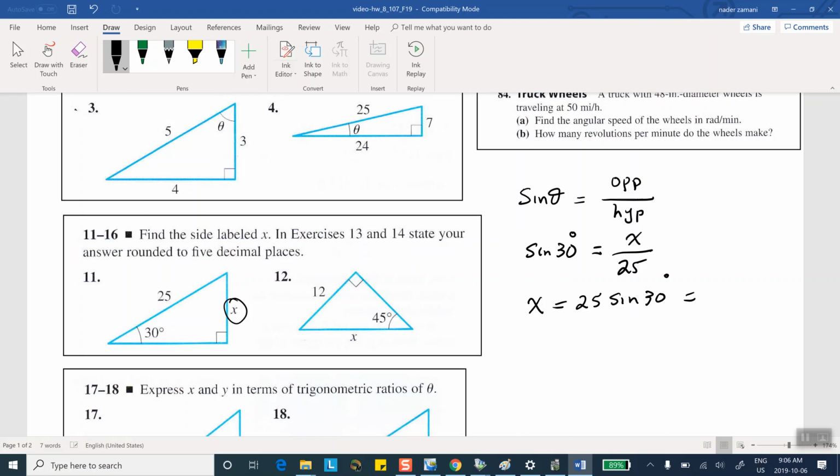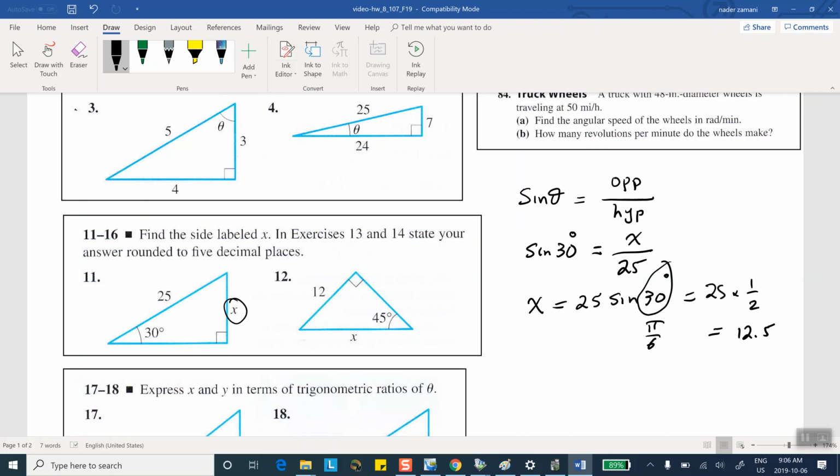Incidentally, these are angles that you should know. It's also pi over 6. Sine of pi over 6 or sine of 30 degrees is 1/2. So it's going to be 25 times 1/2, and this is 12.5 units, whatever it is. Now, if you don't remember these, you should. But if you don't remember it, you can always go and put it in your calculator.